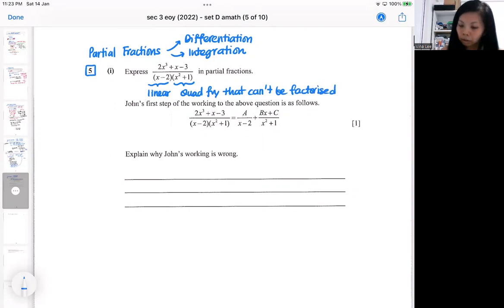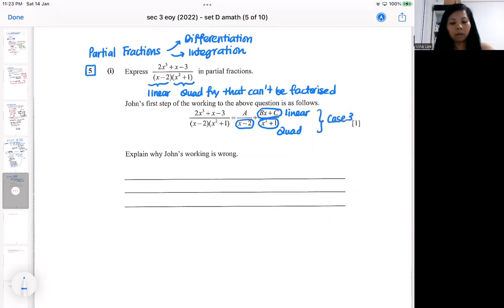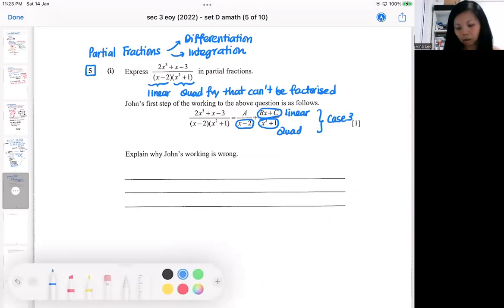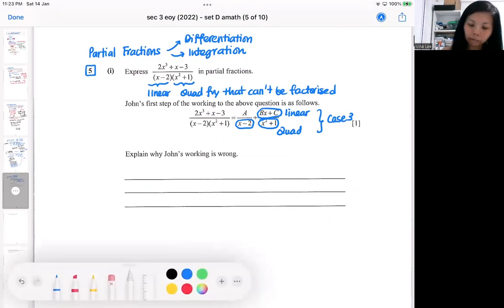Under case 3, if this is linear, the numerator is a number. If this is quadratic, the numerator is linear. So this person looks like there's nothing wrong with it. He quickly observed the denominator and decided that it's under case 3. It looks very correct, but why is he actually wrong? This is a common mistake.